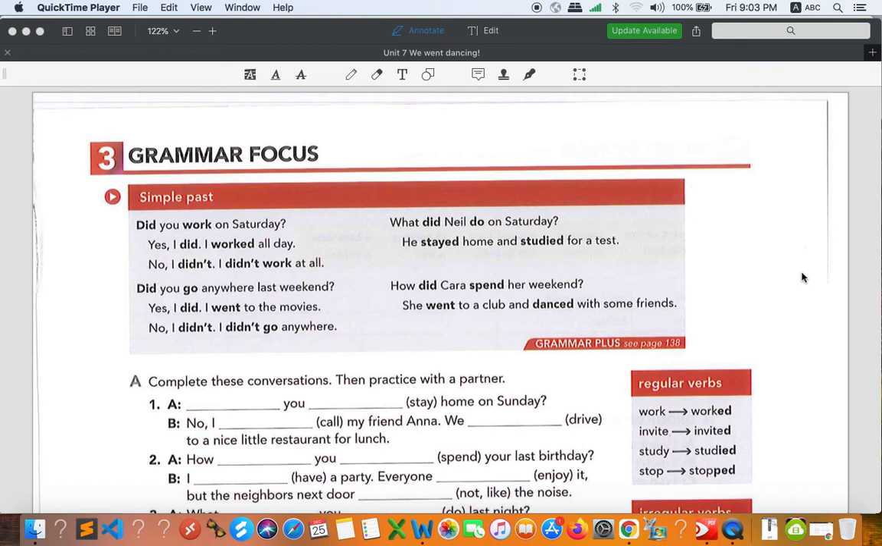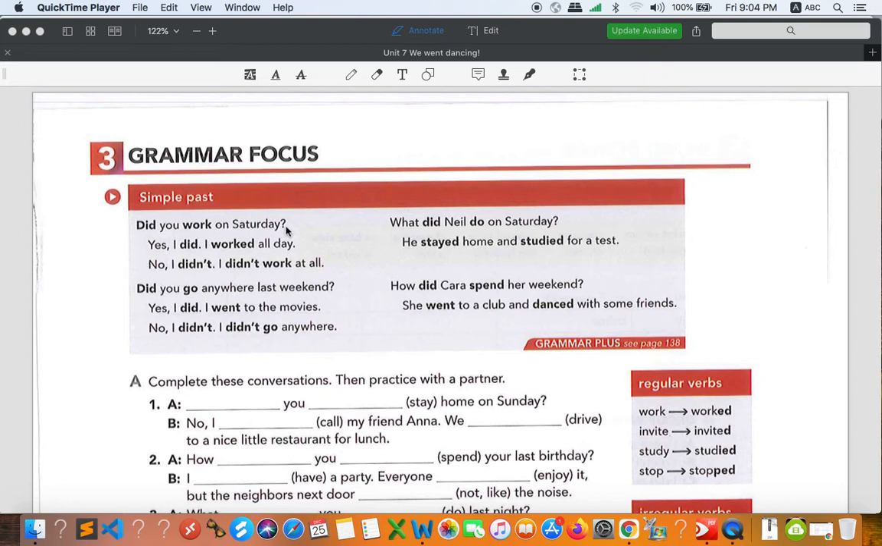Today I am going to move on to activity number 3, grammar focus, which is about simple past, or you can say past simple tense. Right here we have positive sentence, WH question and yes/no question. As you can see, this is a yes/no question, and that is a WH question. We also have negative and positive right here. Let's see the example a little bit.